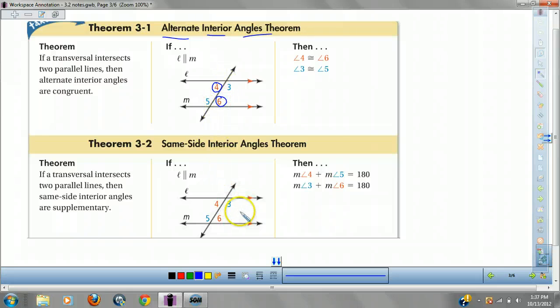And our second one down here is going to be, this one's a little bit trickier. We're going to prove this one. This says that your same side interior, that means you go in your interior and you don't have to jump over any lines. So like these would be same side interior. If you add those up, it equals 180. So they're supplementary. Okay? We're going to prove that by the end of this lesson.